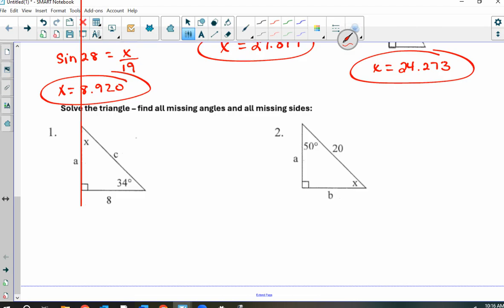Let's just do number 1 here. I don't think we need both of these. So do number 1 for me. Do you know x right away? How many degrees are in a triangle? Yeah, okay. And you've already got 90 in the corner, so the other 2 need to add to 90.